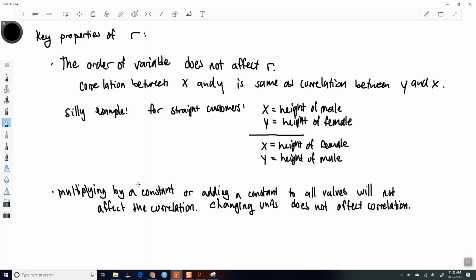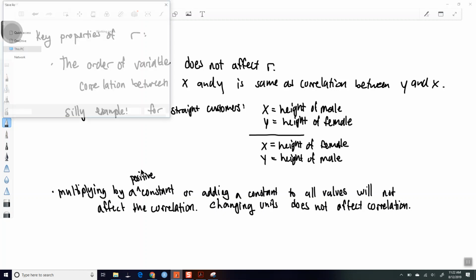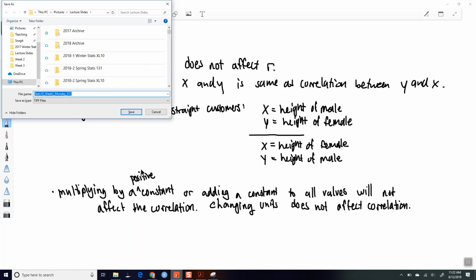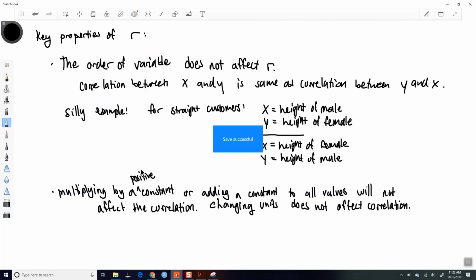I should say multiplying by a positive constant. Okay, obviously if you multiply it by a negative constant, it's going to flip all the numbers around. So as long as you're multiplying it by a positive, non-zero constant, it will not affect the correlation.